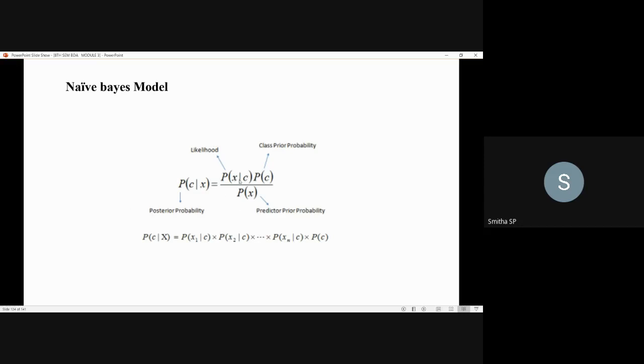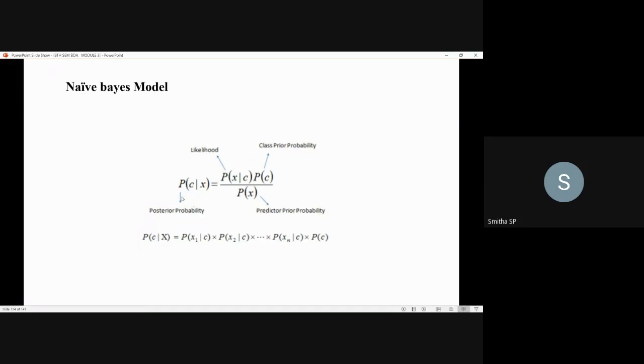Next, you can see the two terms in the numerator. One is the likelihood, that is P of X given C. P of X given C, we call this the likelihood, and P of C, this term we call the class prior probability. And in the denominator, you can see P of X, we call it the prior probability of a predictor. So what are these things? What is the posterior probability? What is the likelihood? What is the class prior probability? And what do you mean by the prior probability of a predictor?